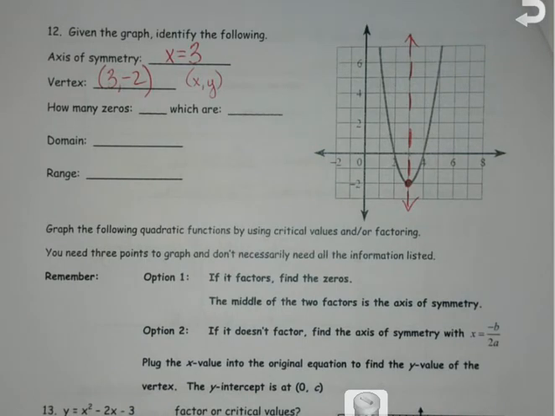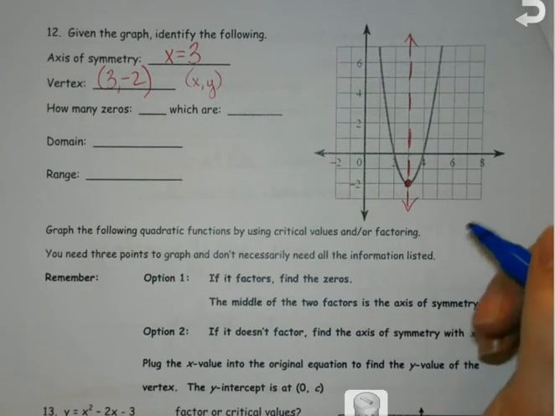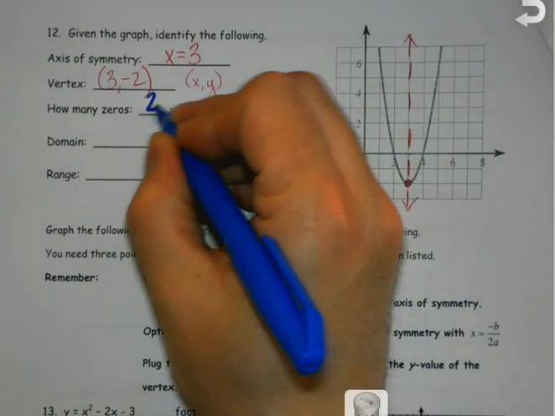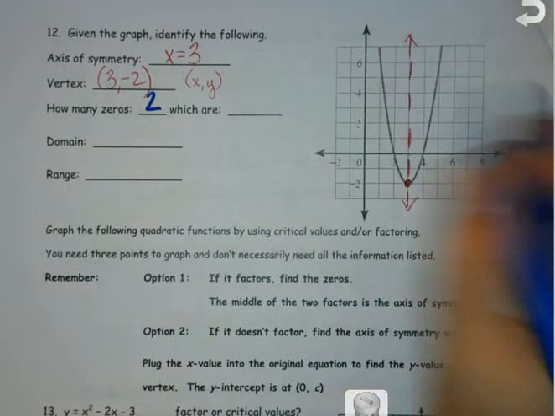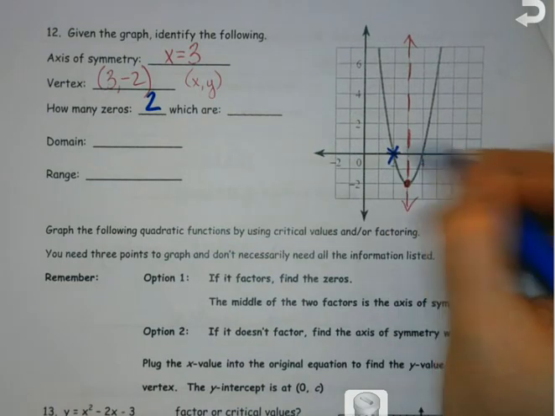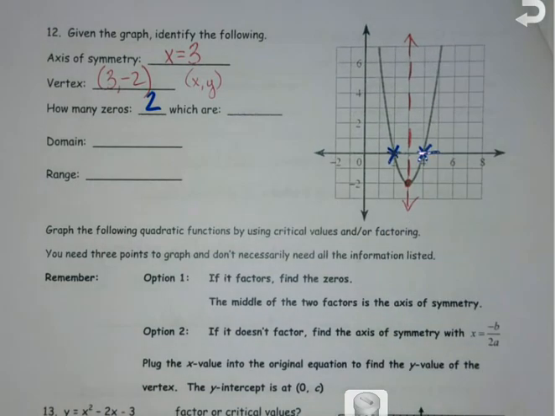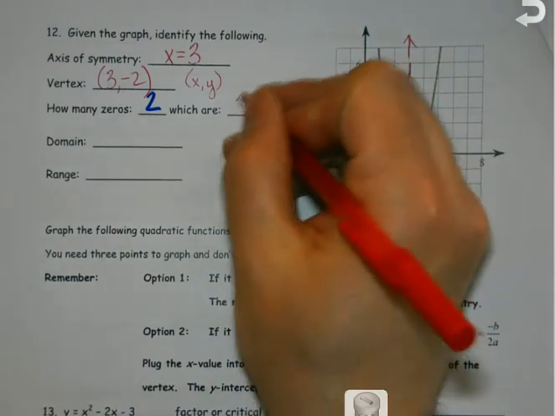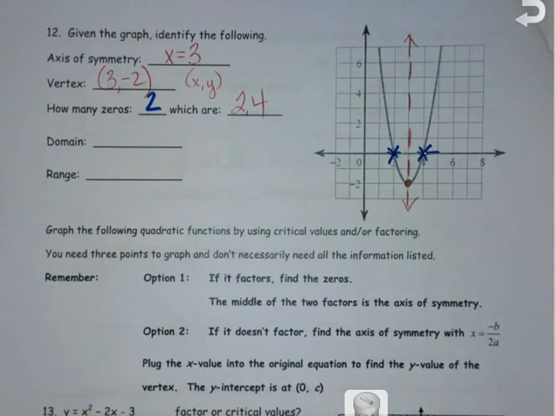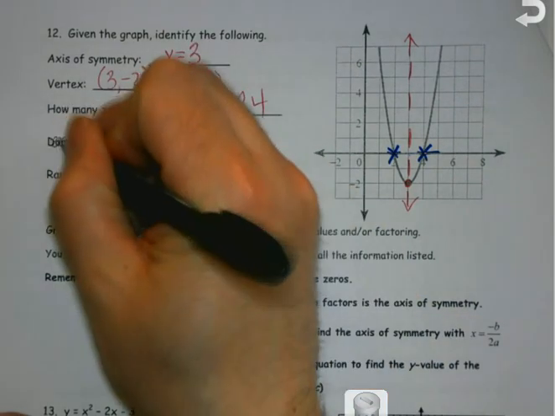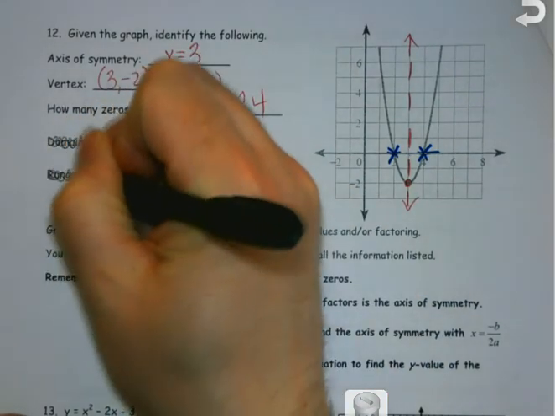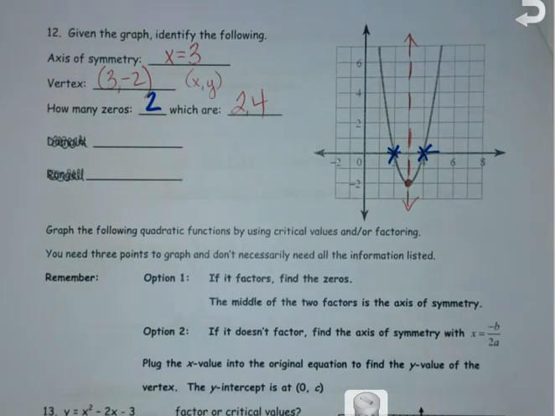How many x-intercepts or zeros do we have? 2 of them. And what values are they at? 2 and 4. I'm in complete agreement. Okay, I'm not going to worry about domain and range right now. That'd be great if we were going to spend a lot more time in here, but for right now, if we can get that stuff down, I'm a happy camper.